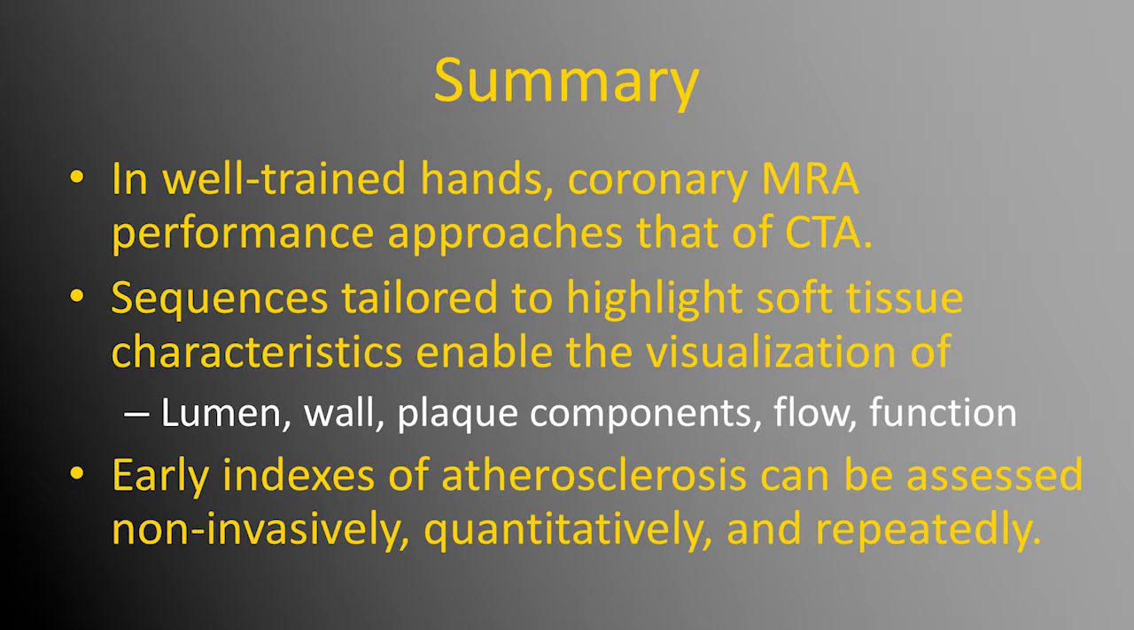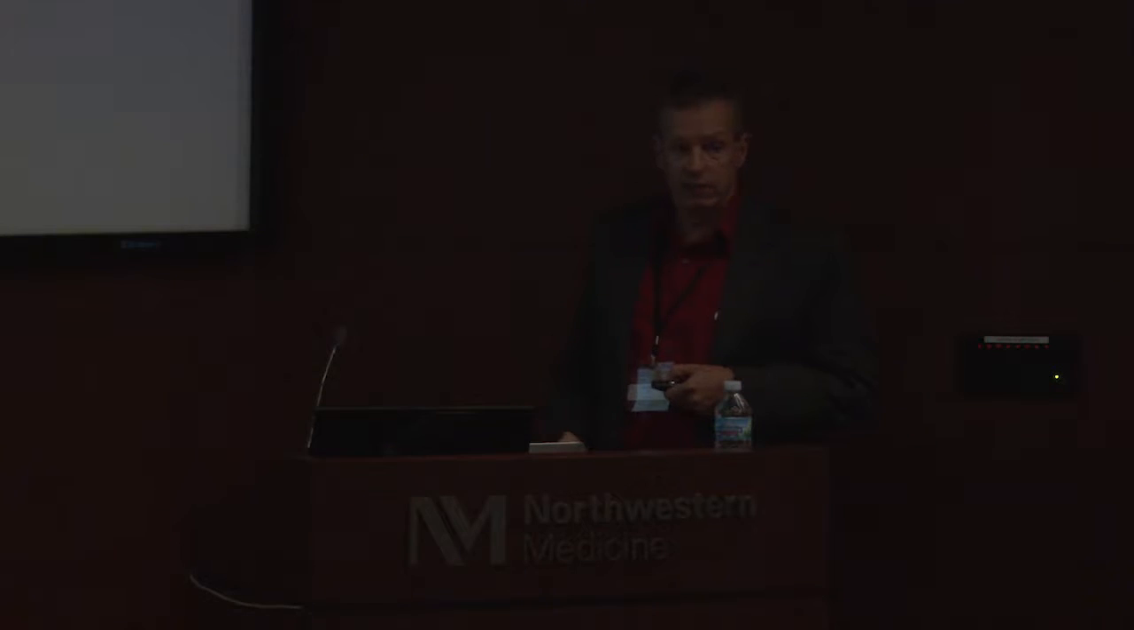So that brings me to the summary. In well-trained hands, coronary MRA performs almost like CTA, but sequences tailored to highlight soft tissue characteristics clearly enable the visualization of very different features, including the lumen, the wall, plaques, flow, and also coronary function. So quite an impressive array of things we can do with MRI. And early indices of atherosclerosis can be assessed non-invasively, safely, quantitatively, and repeatedly.